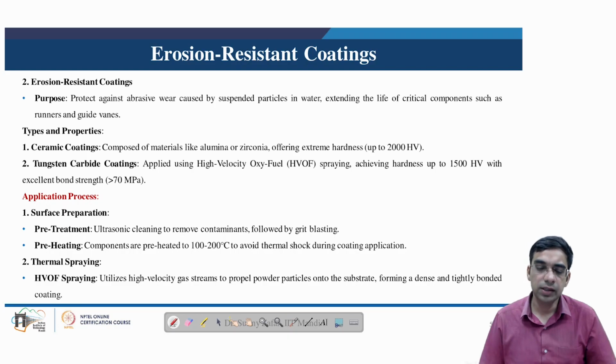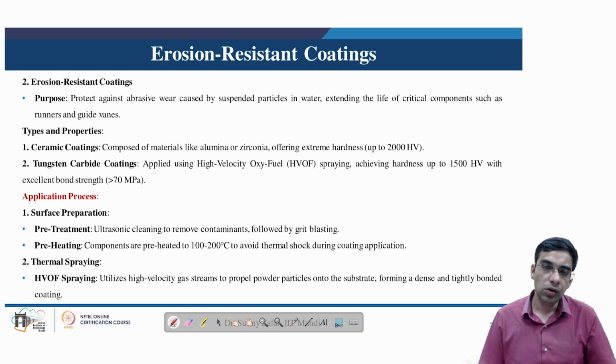So typical properties and different types of coatings which are used to impart erosion resistance involve ceramic coatings. Ceramics, as we know, are very hard materials. Ceramic coatings composed of alumina and zirconia offer extreme hardness of the order of 2000 HV. Other types of coatings are cermet coatings, where tungsten carbide based coatings are used, which are also known to provide high hardness as well as adequate toughness. They are usually applied using high velocity oxy-fuel spraying, and they may also render surface hardness of the order of 1500 HV with excellent bond strength of more than 70 megapascals.